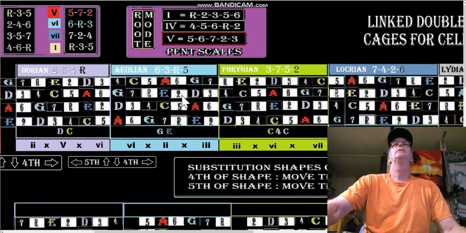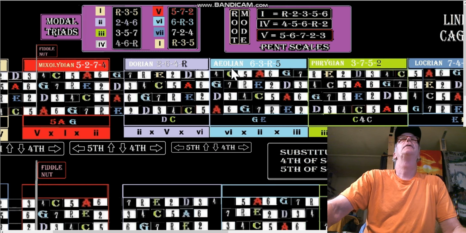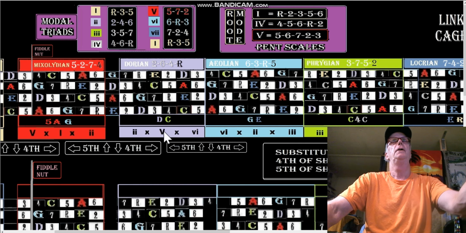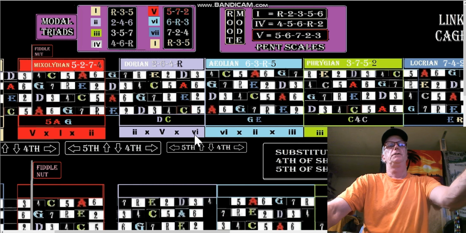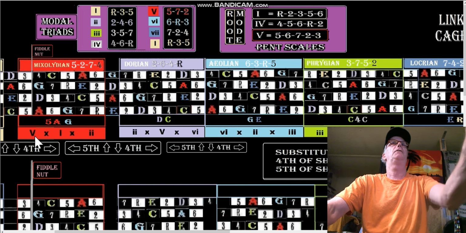Where were we? Were we at Dorian? Right here, we're going to start at the Dorian. We're going to go to its 4th over here for Aeolian, and to its 5th over here. Don't worry about these, these are the modal 1, 4, 5. So in Dorian we've got 2 minor, 5 major, 6 minor. The same thing in Mixolydian: 5 major, 1 major, 2 minor.